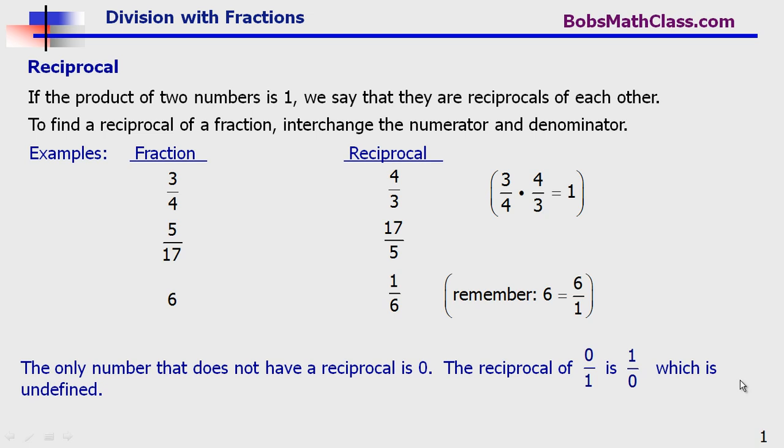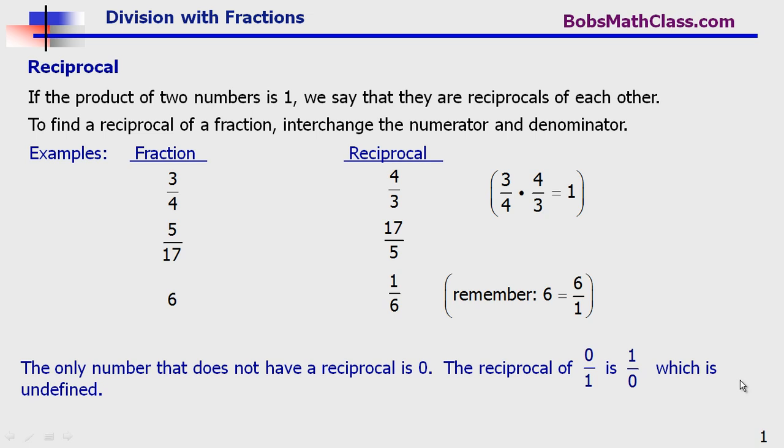To find a reciprocal of a fraction, interchange the numerator and denominator. So here are some examples. If we have a fraction that's 3/4, its reciprocal is 4/3. We simply interchange the numerator and denominator. We flip the fraction. And notice to the right, I wrote that 3/4 times 4/3 is 1 because the 3's would line out and the 4's would line out, and you'd just be left with 1 times 1, which is 1.